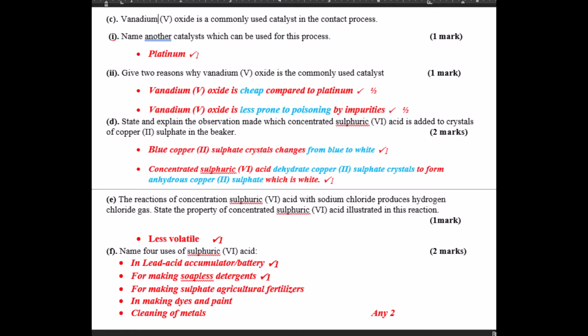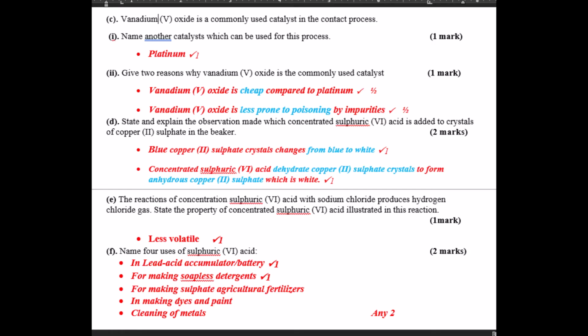With part C, vanadium(V) oxide is the common catalyst for the contact process. Another catalyst that can work very well is platinum. There are 2 reasons why we prefer vanadium(V) oxide. 1, vanadium(V) oxide is cheap compared to platinum. 2, vanadium(V) oxide is not prone to poisoning. It's not easily poisoned by impurities. It is a bit resistant. With this, we go ahead with part D.